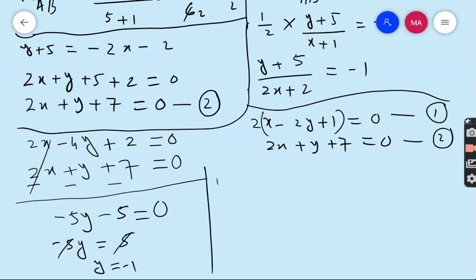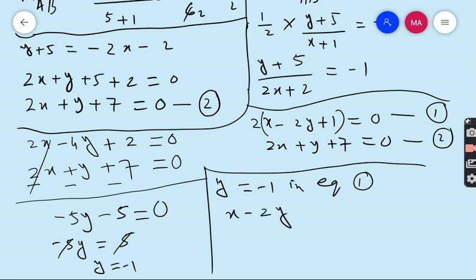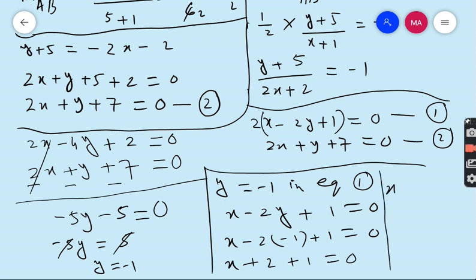Now put this value of y equals minus 1 in any one of the equations. I am putting it in equation number 1. x minus 2y plus 1 is equal to 0. x minus 2 times minus 1 plus 1 is equal to 0. x minus minus, plus 2 plus 1 is equal to 0. x plus 2 plus 1 is 3, equals 0. x is equal to minus 3.